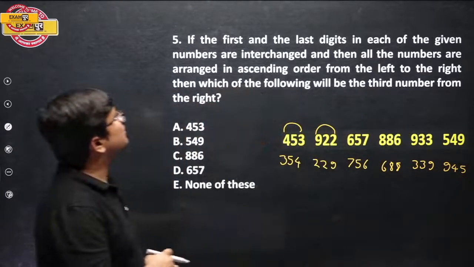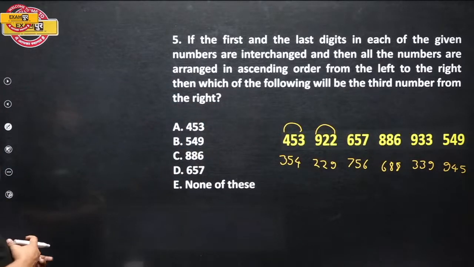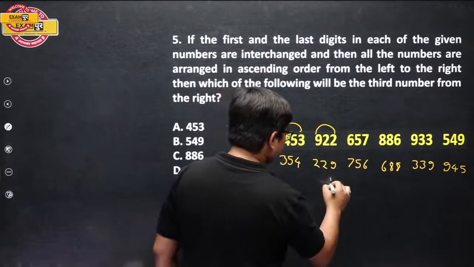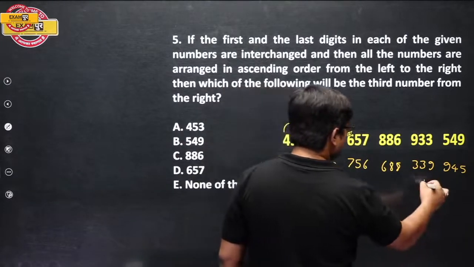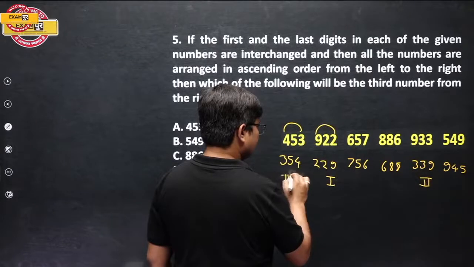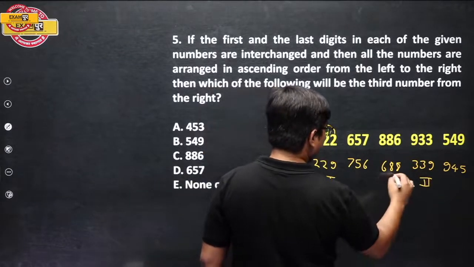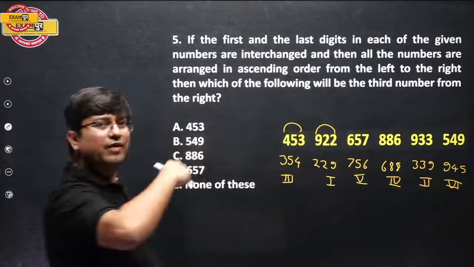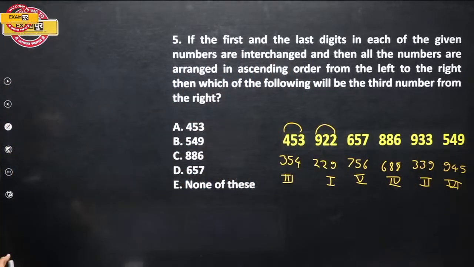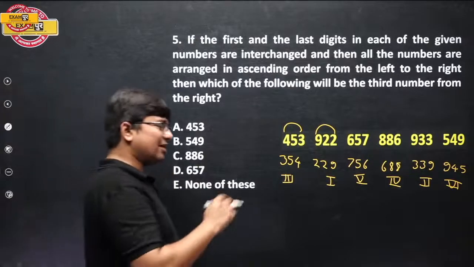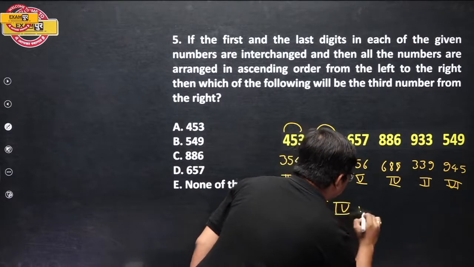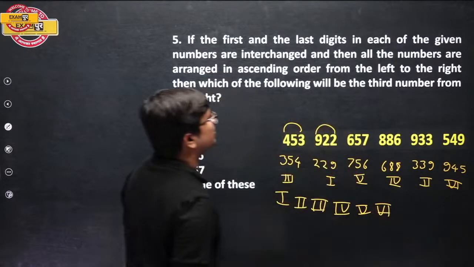So if the first and last digit in each of the numbers are interchanged, and then all the numbers are arranged in ascending order from left to right. So 1, 2, 3, 4, 5, and 6. Which of the following will be third number from the right? Now just tell me, if I am arranging them in ascending order from left to right, which number will be third from the right?